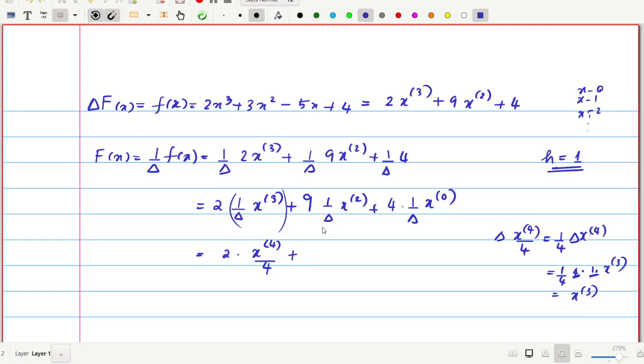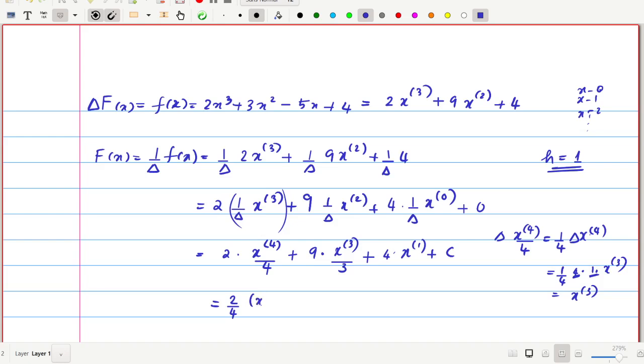Similarly, we write 9 times 1 by delta of x^(2). That is going to be x^(3) by 3. You can verify that the first differencing of x^(3) by 3 will be x^(2). Then next will be 4 times x^(1), and we can add any constant here. We know that delta of any constant will be 0, so we can write c here, and corresponding to the 0, 1 by delta of 0 will be this constant function.